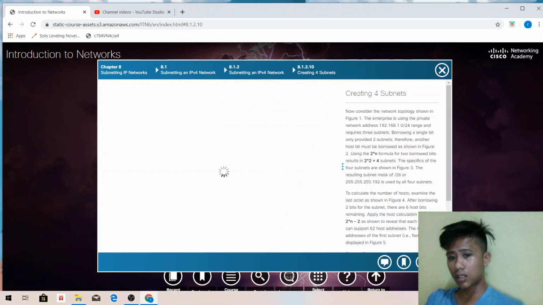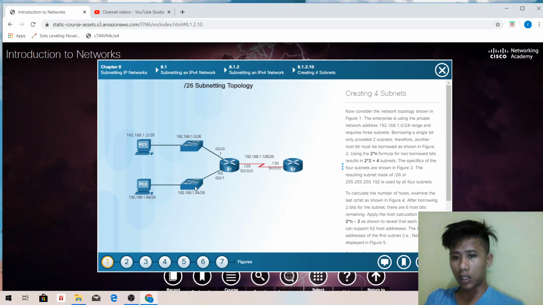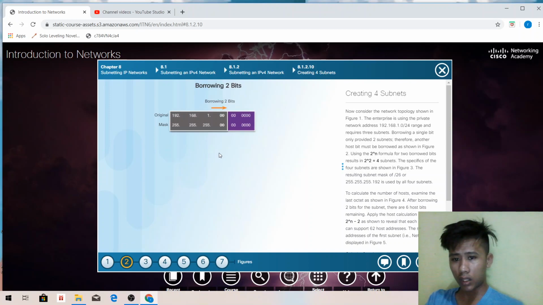Creating 4 subnets. In Figure 1, the enterprise is using the private network address 192.168.1.0/24 range and requires 3 subnets. Borrowing a single bit only provides 2 subnets, therefore another host bit must be borrowed, as shown in Figure 2. This is borrowing using the 2 raised to n formula. The result is 2 raised to 2 equals 4, which is 4 subnets.